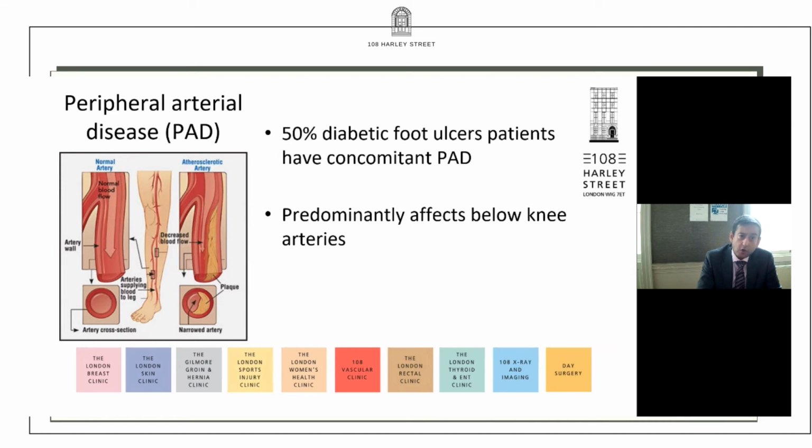Up to 50% of patients with diabetic foot ulcers will have concomitant peripheral arterial disease. And the important thing here is that the arteries that tend to be affected in these patients tend to be below the knee. This picture here depicts a normal artery on the left, as you can see, a normal caliber with good flow through, whereas in the atherosclerotic artery, you can see that the lumen is narrowed, and hence you get a reduced perfusion into the foot, leading to poor healing and foot ulcers.